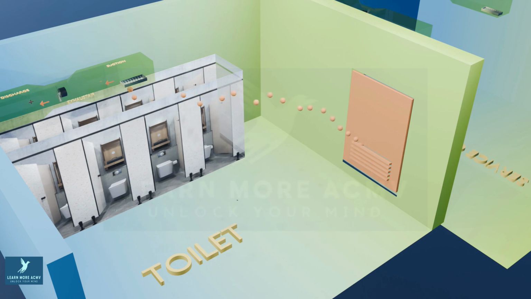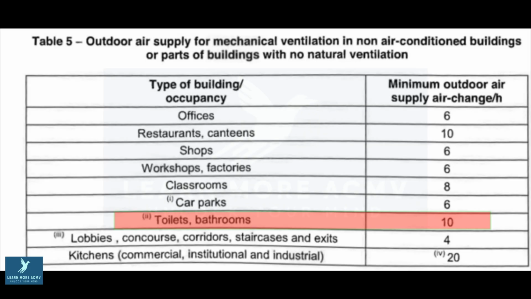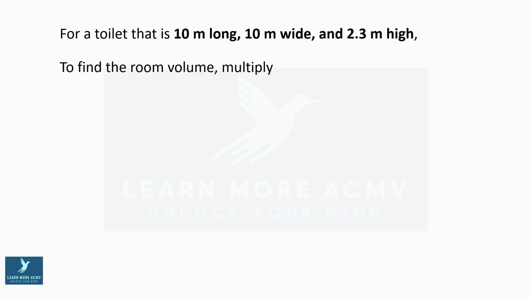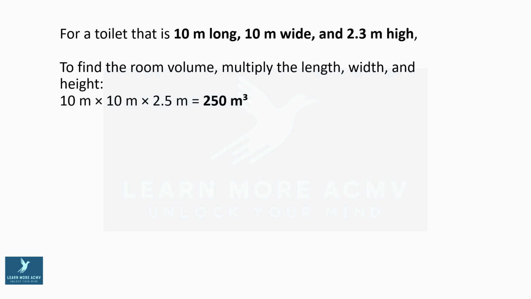Let's calculate the toilet airflow for this size. ASHRAE recommends 10 air changes per hour for toilets. Take a toilet that is 10 meters long, 10 meters wide and 2.3 meters high. To find the room volume, multiply the length, width and height. The result is 250 cubic meters. This tells us how much air the space can hold.